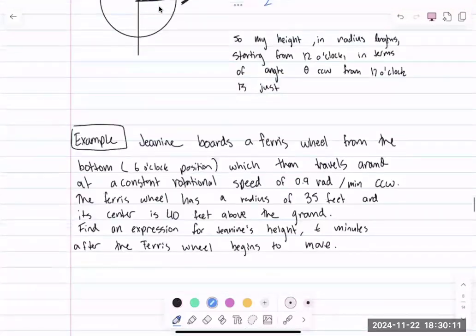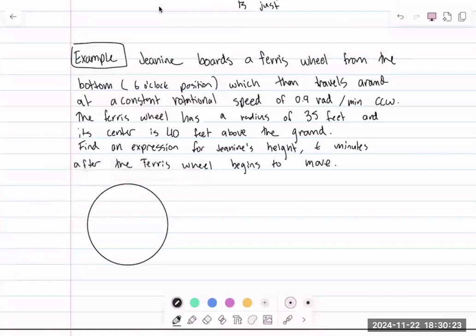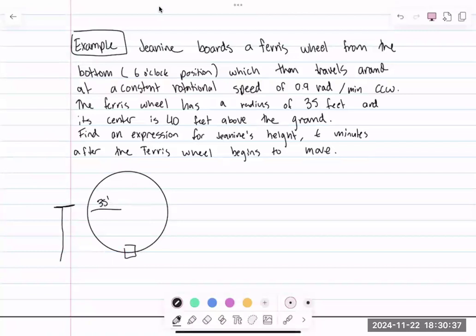So an example, this was from 7.7. Janine is going to board a Ferris wheel from the bottom, so the 6 o'clock position. I'm going to draw it out, and I hope you draw it out too. It's going to travel at a constant rotational speed of 0.9 radians per minute counterclockwise. The Ferris wheel has a radius of 35 feet, so I'm going to write that here, 35 feet, and its center is 40 feet above the ground. We want an expression for her height t minutes after the Ferris wheel begins to move. So her height from the ground.